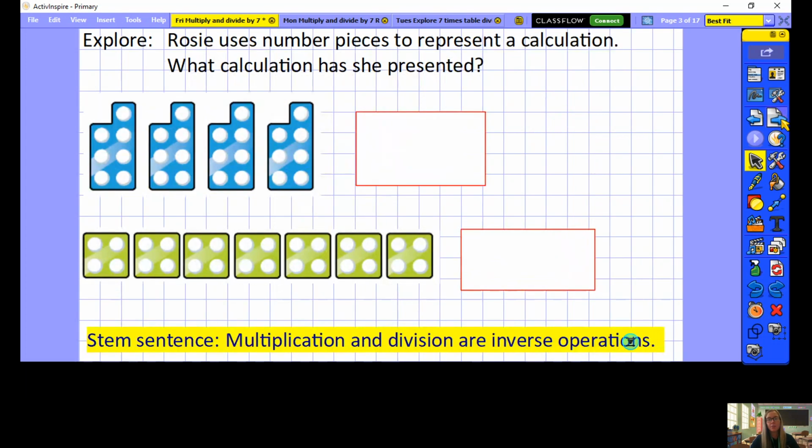Okay, so Rosie uses number pieces to represent a calculation. I want you to think about, looking at the representation here, what calculation do you think she has represented? Perhaps you could write down the calculation that you think Rosie has represented. Pause the video while you do that.